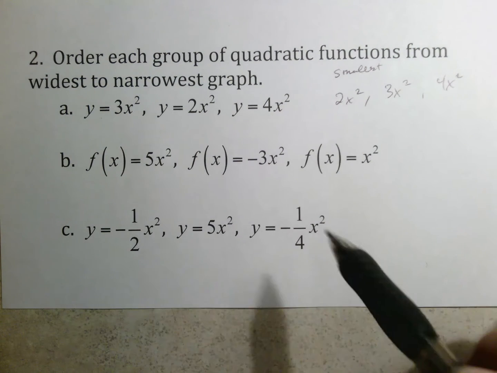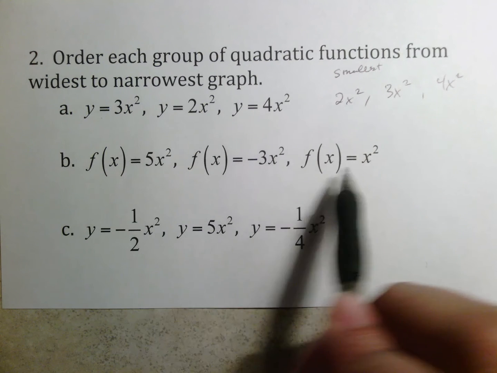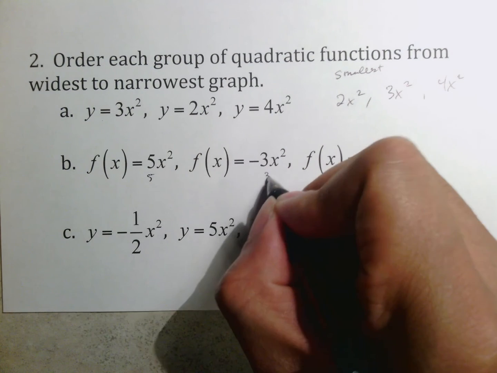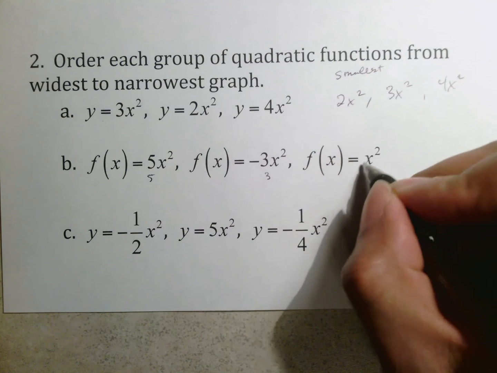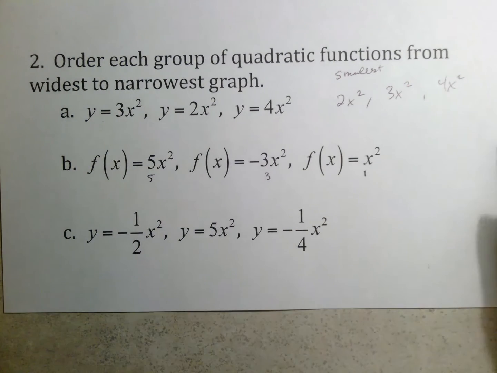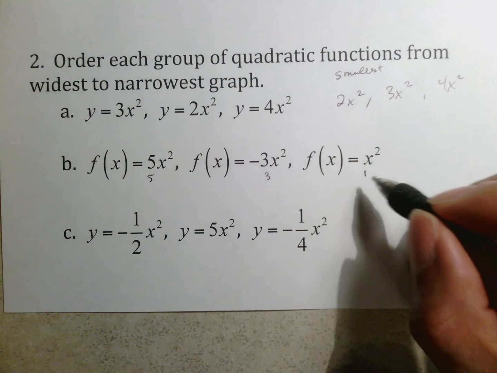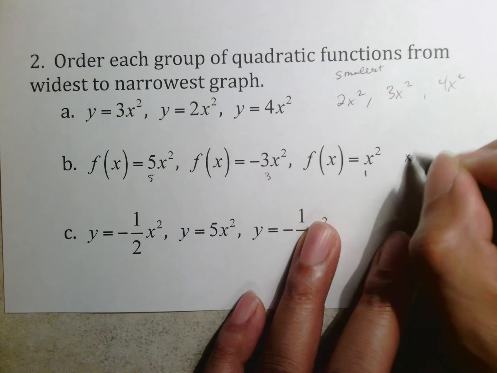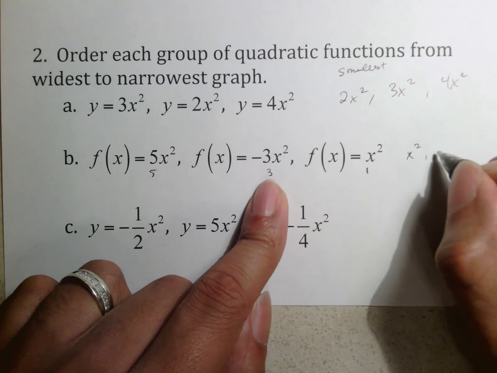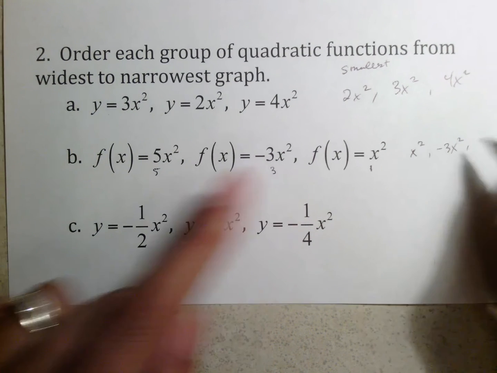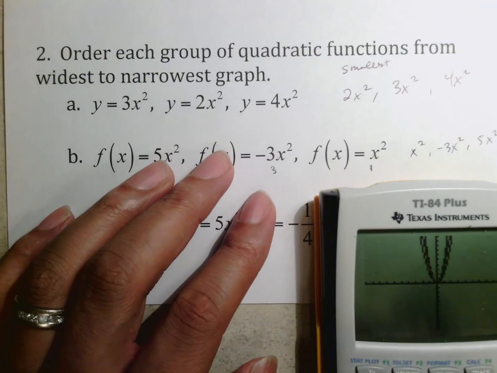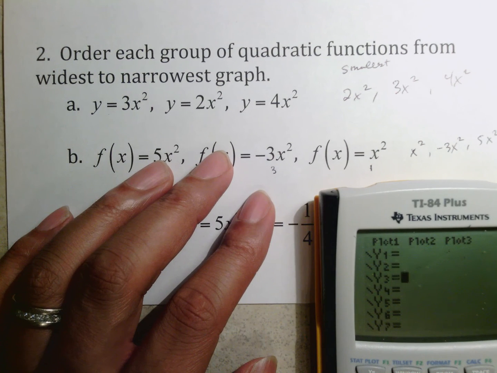When you go to B, again, when you want to know wide versus narrow, ignore the negative, just use the numbers. Imagine this as a 5, imagine this as a 3, the absolute value of that, and remember, if there's nothing, imagine this as a 1. The most wide one should be the smallest number out of all of them, and so this should be first, x squared. Second should be the 3, so negative 3x squared, and last should be the 5, which is 5x squared. So again, let's type those in and see how they work.